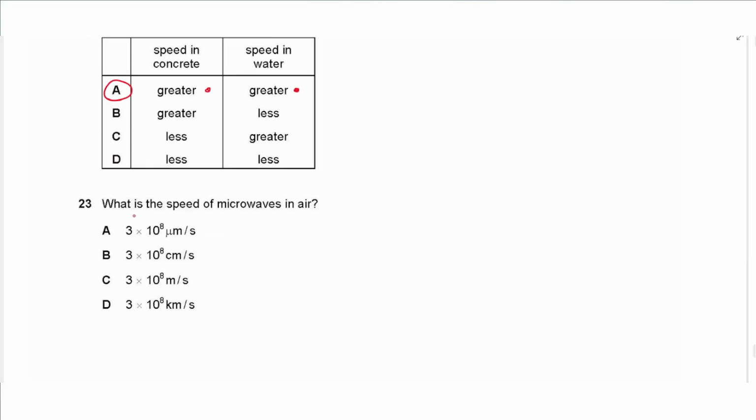Question 23 says what is the speed of microwaves in air? Microwaves are electromagnetic waves, so they all travel with the same speed, which is the speed of light, 3 times 10 to the power of 8, but the unit is meters per second, so the answer is C.